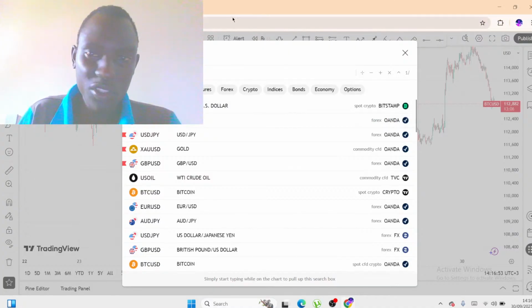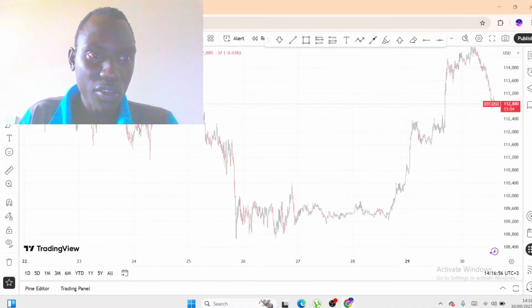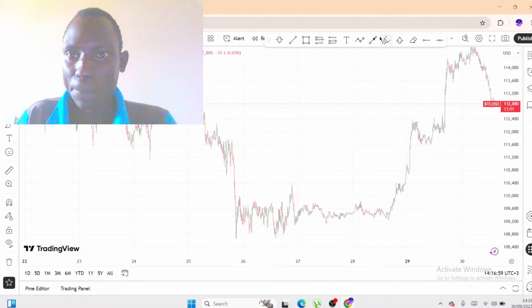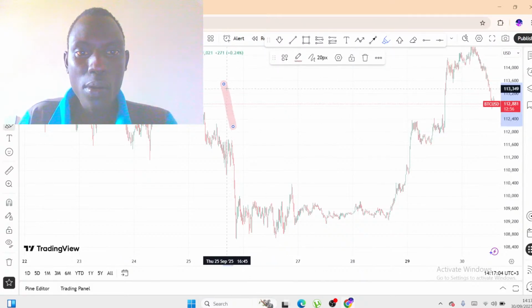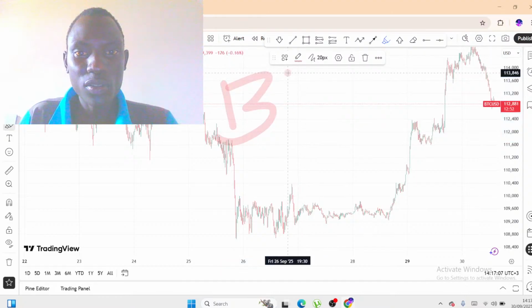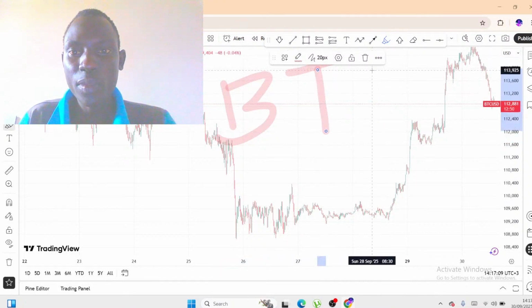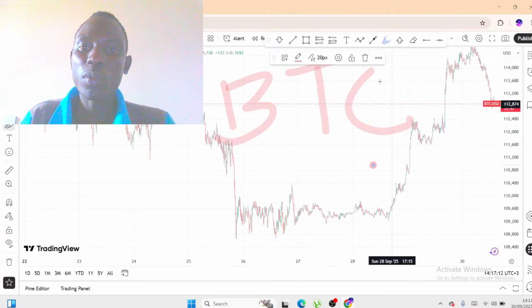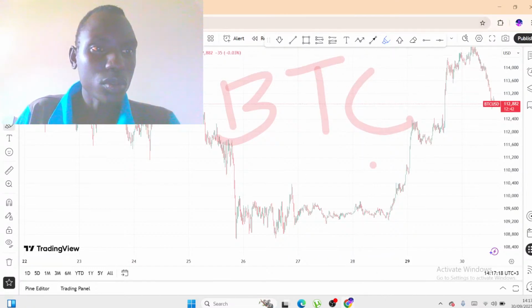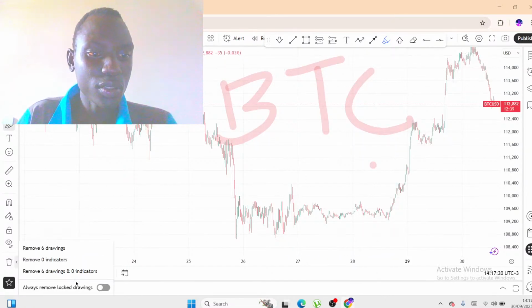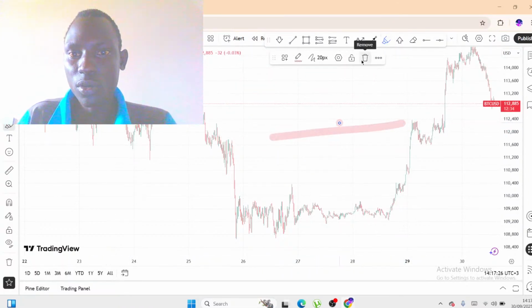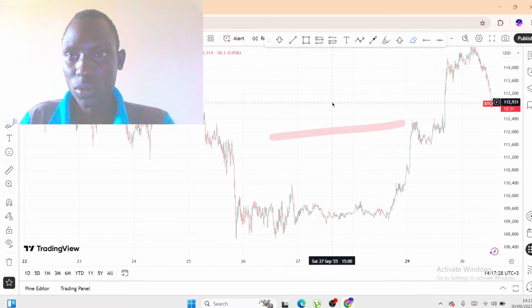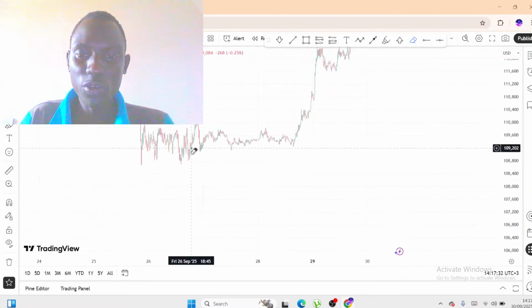I don't normally trade this pair here, BTC, and there is a reason why I don't trade it. BTC is Bitcoin, but I don't normally trade it, though I trade sometimes, because trading that with a small account, you are just risking. Your account could go in a minute if you don't know how to analyze.